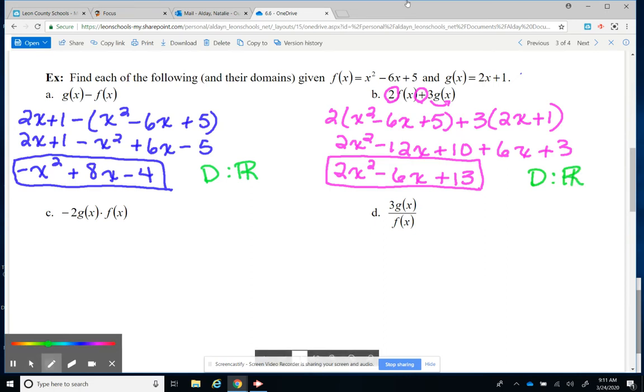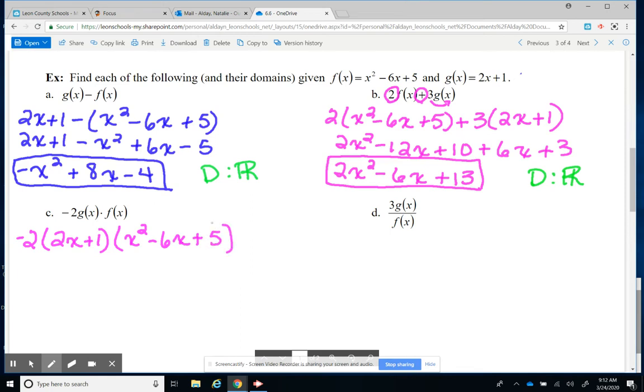All right, let's look at C. We're going to take negative 2 and we're going to distribute it to g of x. g of x is 2x plus 1. And we're going to multiply that times f of x. And f of x is x squared minus 6x plus 5.